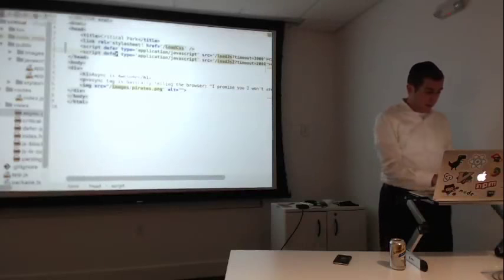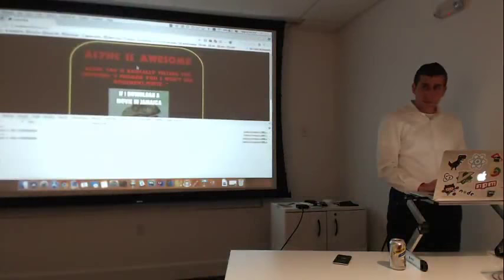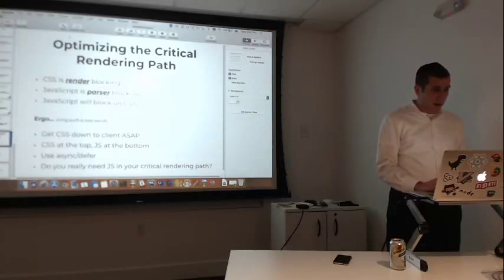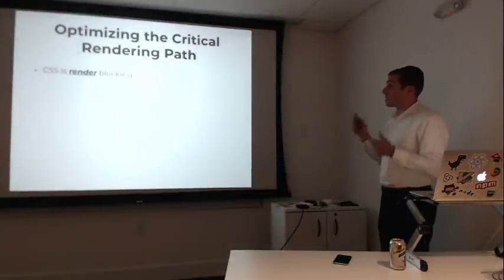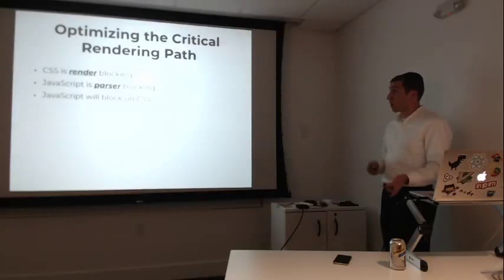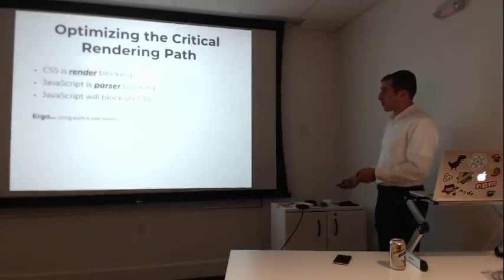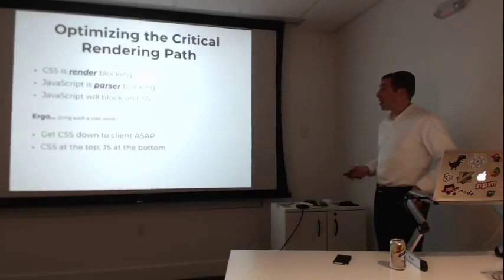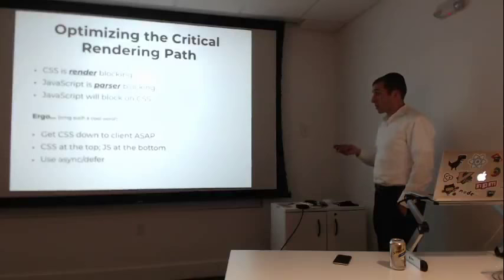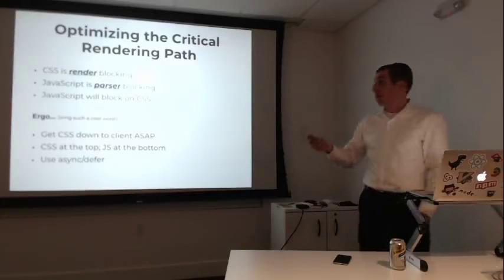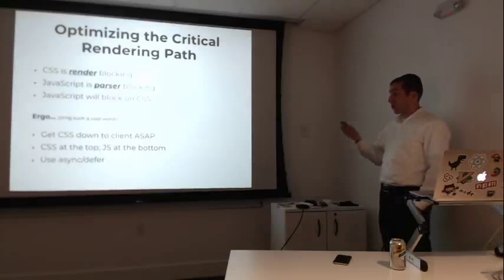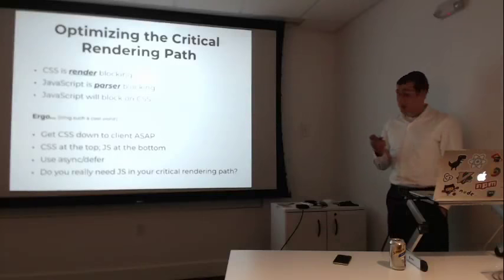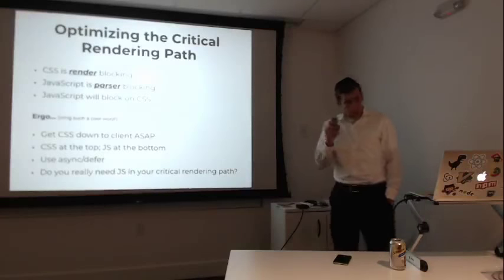So basically, you optimize the critical rendering path. Just for a quick review, CSS is render blocking, JavaScript is parser blocking, and also JavaScript will block on CSS. Therefore, get CSS down as fast as possible if you want to paint your picture to the screen. CSS without JavaScript at the bottom. Obviously, use async defer. If you need to have your JavaScript at the top, and you do want to have your JavaScript at the top because you want the browser to start loading it right away. And just think about, do you really need JavaScript in your critical rendering path? Just saying.